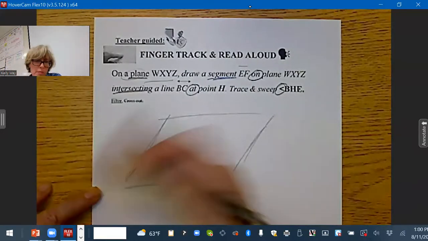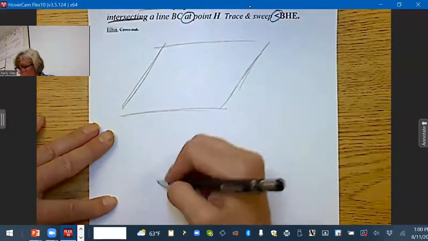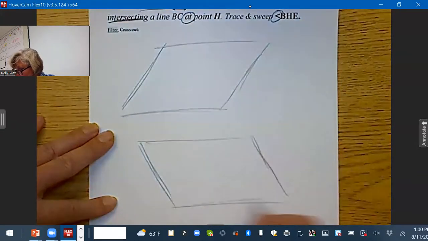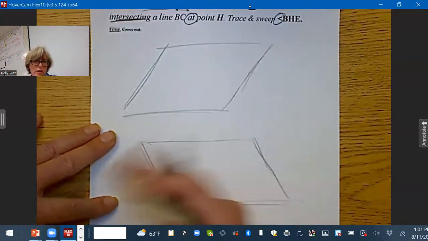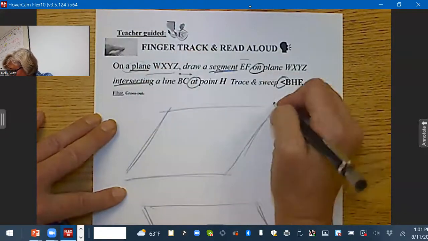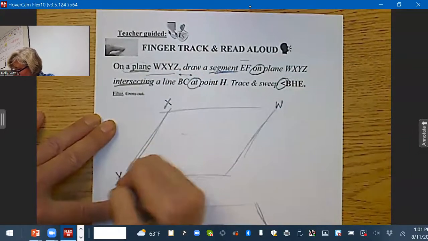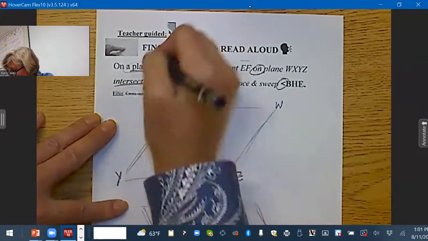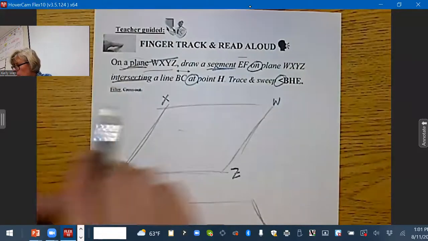If you're left-handed, it might be easier to tilt it the other way. I'm drawing as a right-handed person. If you're a left-handed person, tilting your planes towards the left might feel more natural to you. It really doesn't matter. So don't think you have to tilt it to the right. WXYZ. So I'm going to start my W here, and I'm going to go counterclockwise. WXYZ. Got that.